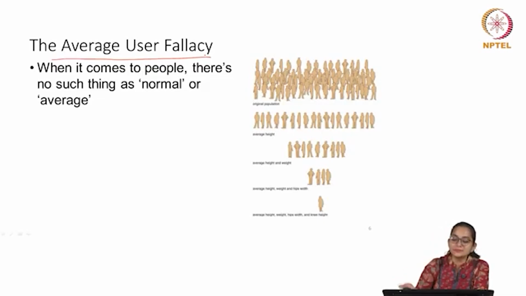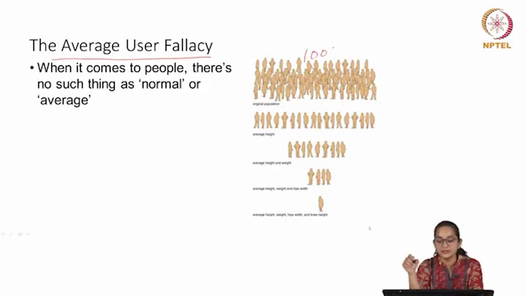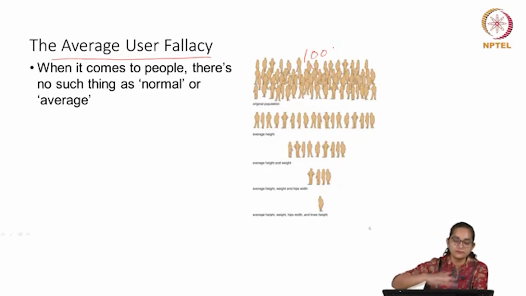So this is an image from another study in which a set of designers were trying to design a chair, something very simple, a chair which would be comfortable for all of these 100 people. So they selected 100 people, original population. Then they measured their height, their weight, their hip width and the knee height. So knee height means from ground to the knee, what is the height.